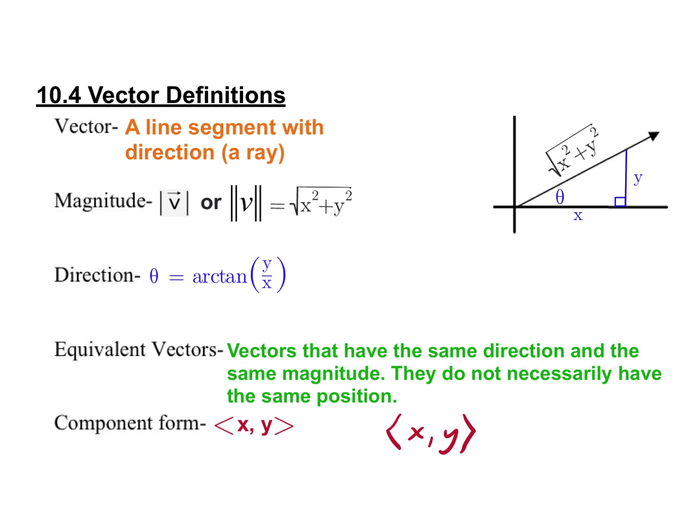Okay. So those are all the definitions that we need to know. Okay, what a vector is, what the magnitude is, it's just r. Okay, the direction, and then equivalent vectors. Okay.